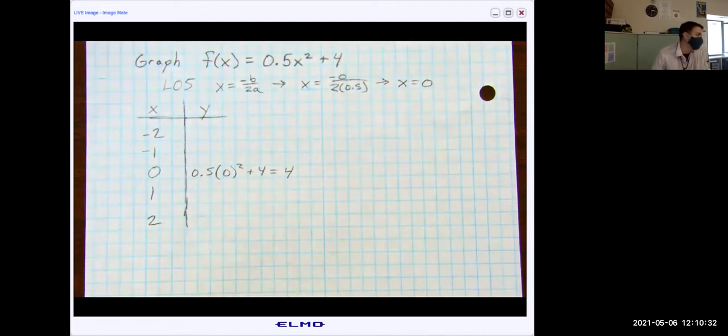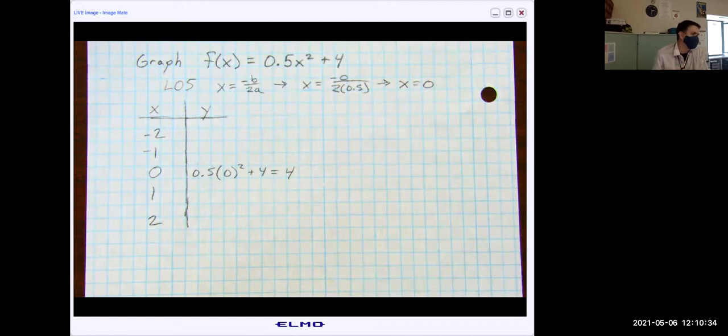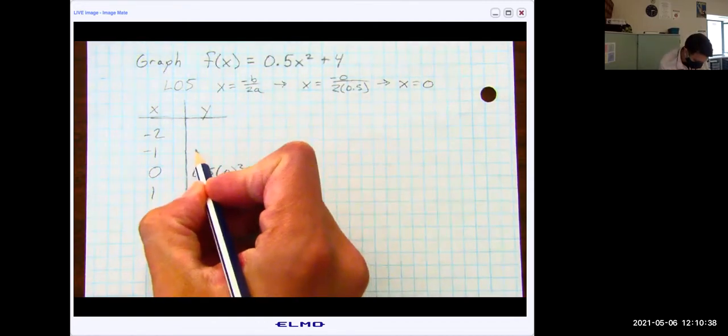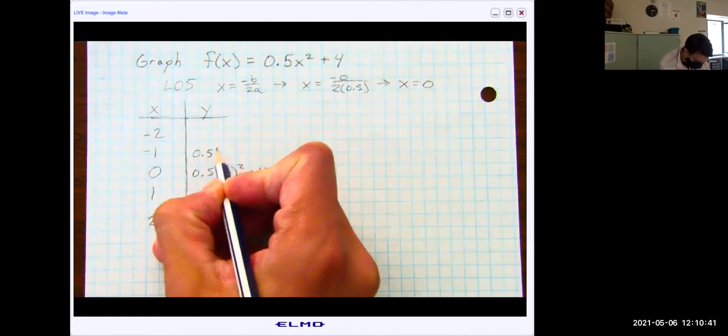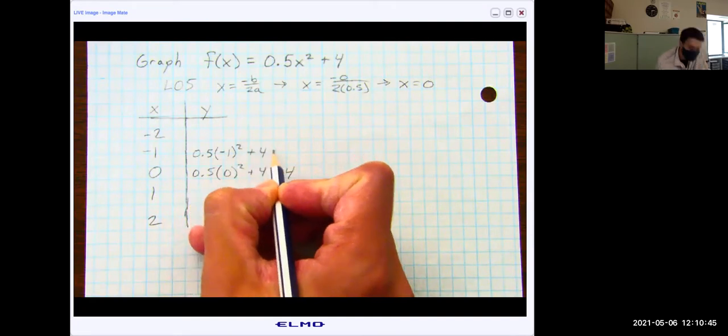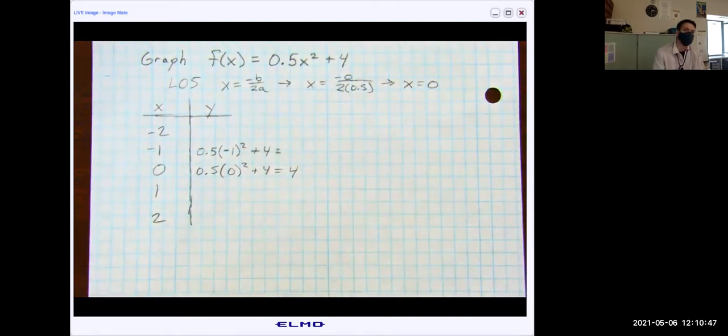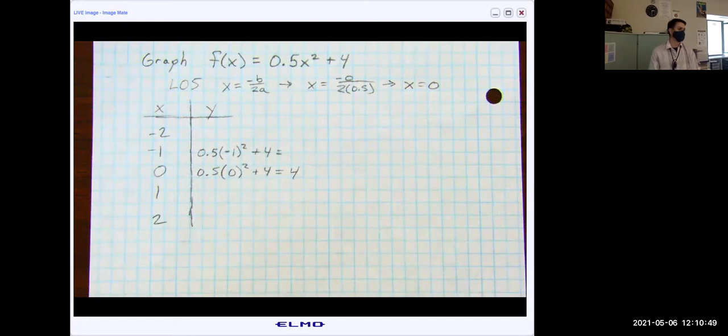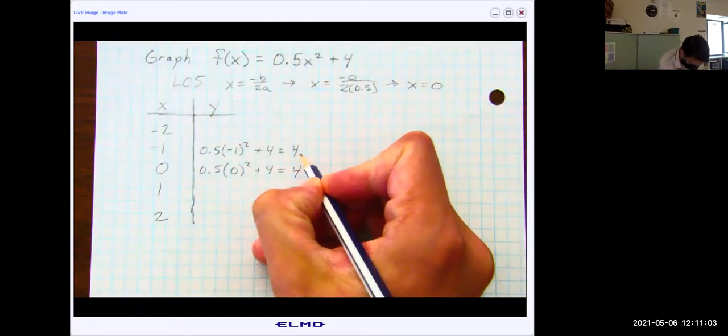And then I like to go down always. I don't know, just because usually the smaller numbers are there. But you can go either way. We're going to go with -1 now. So everywhere I see an x, I'm replacing it with a -1. Now this is interesting. The negative ended up in the parentheses because that's what our x value was. So that means it's going to be positive. So -1 times itself is 1. 1 times 0.5 is just 0.5 plus 4 would be 4.5.